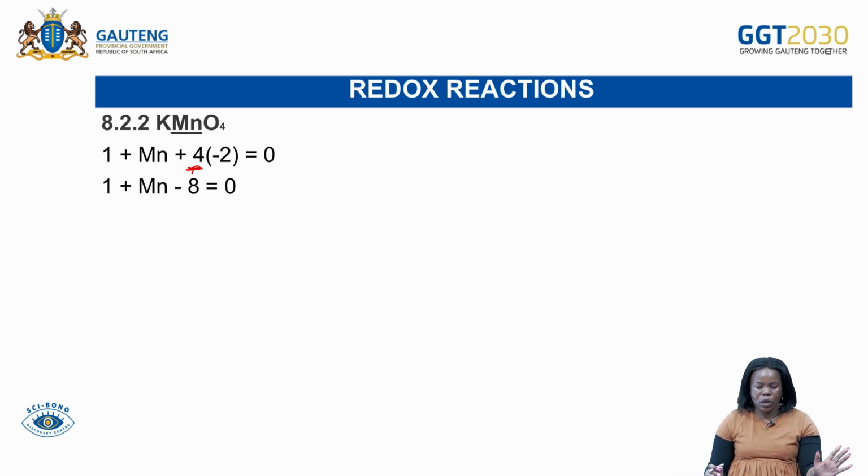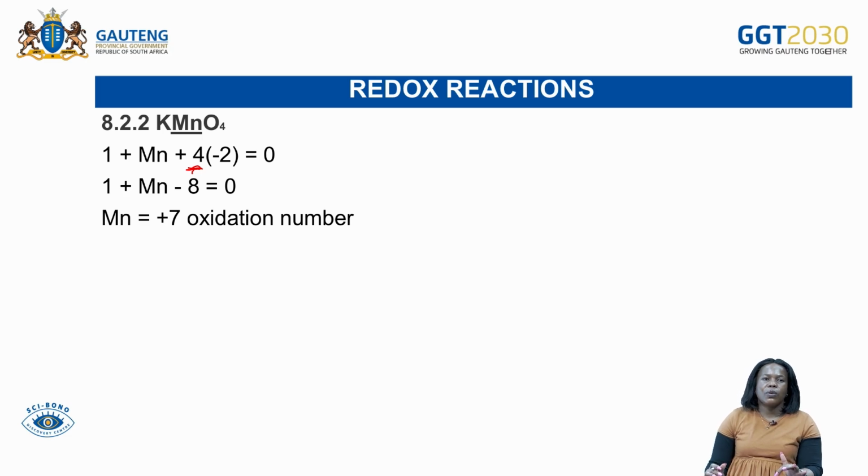What did we do? So we leave out 1 plus, and then 4 times -2 is going to be giving us -8, okay? And then it's still equating it to 0. And then we transpose, and then voila, we've got manganese having positive what? Positive 7, which is the oxidation number for manganese, okay? So follow the rules as they are.